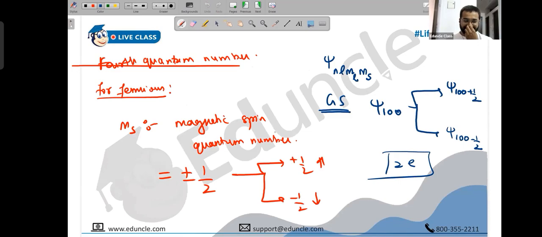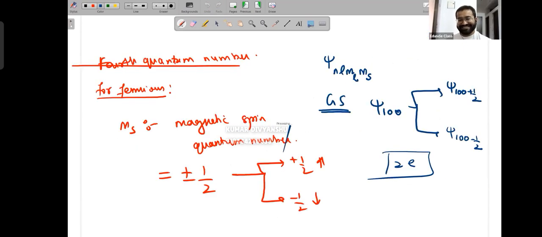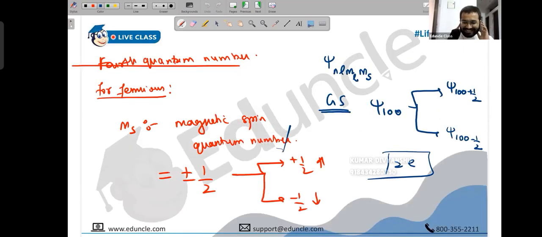Start copying from here. And what did you learn for the M shell? After 2 and 8, it is 18. So this way it is 2 n square, that is when you include spin. For fermions it's 2 n square. Otherwise, for spinless fermions, it's only n square.